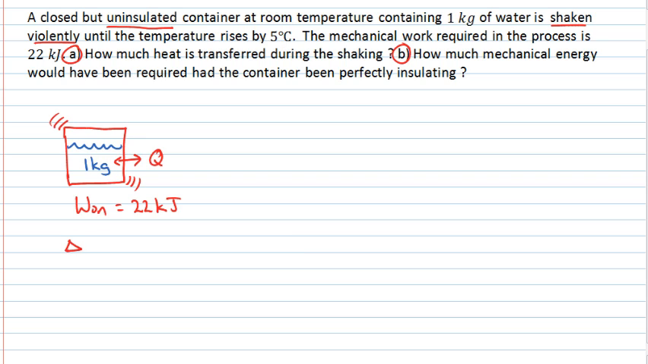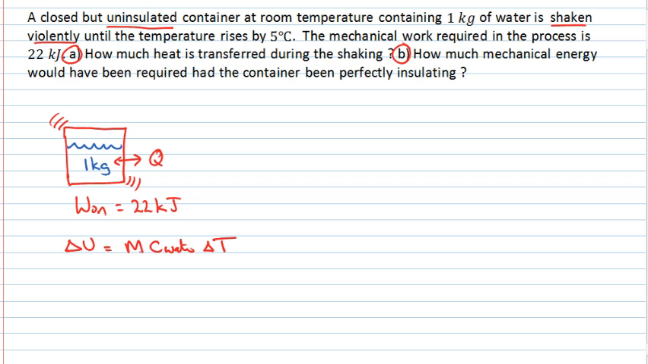Since the temperature has increased, that means there's been a change in the internal energy, delta U. That change in the internal energy, I can understand as being proportional to the mass, the amount of water I've got, the specific heat of the water, times its change in temperature. So one way I can change the internal energy is I could just add heat to the water. How much heat would I have to add in order to get that temperature change of 5 degrees Celsius?